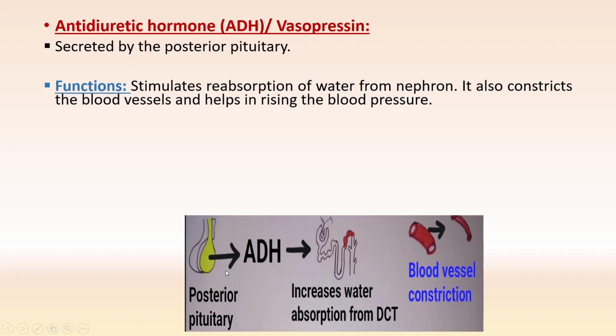Another function of this hormone is constriction of blood vessels. See here, the blood vessel is constricted and thus it helps in raising the blood pressure. That is why it is also known as vasopressin.